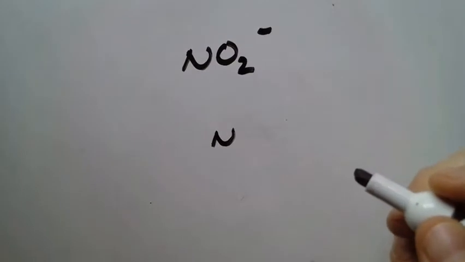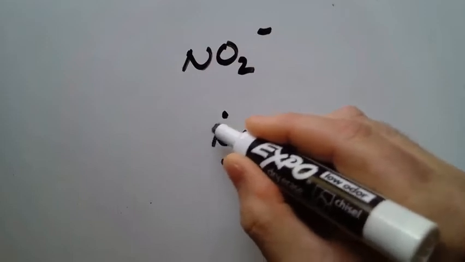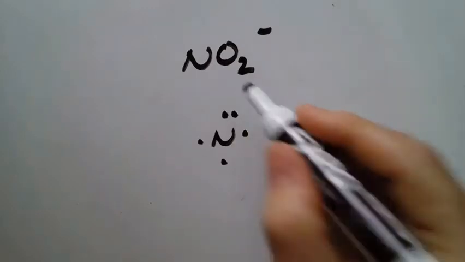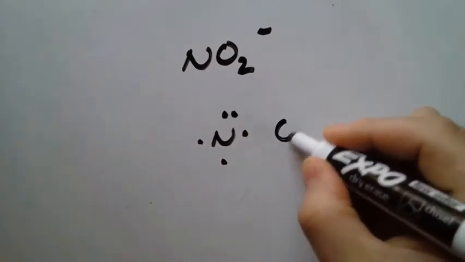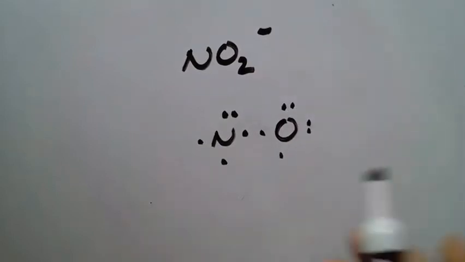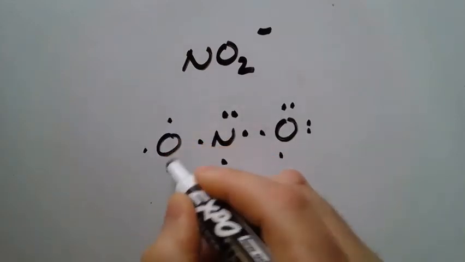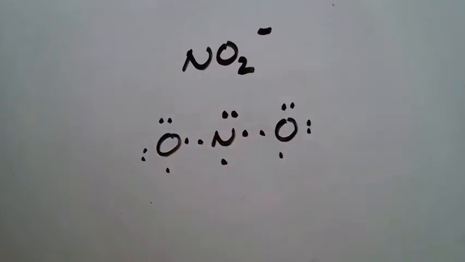Nitrogen can make 3 bonds. So I'm going to go ahead and put 1, 2, 3, 4, and I'll put the 5 valence electrons there. Now, oxygen, there's 2 of them. I'm going to put 1 oxygen on either side, with 6 valence electrons each, again lining up the lone dots.